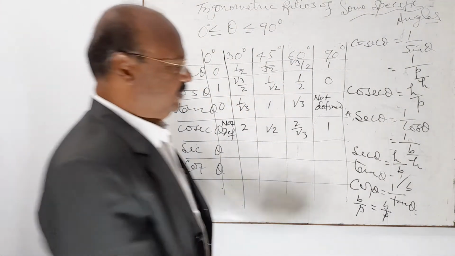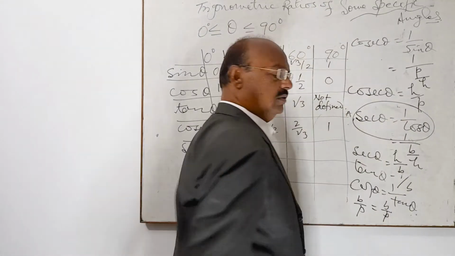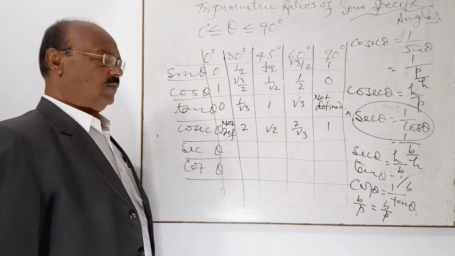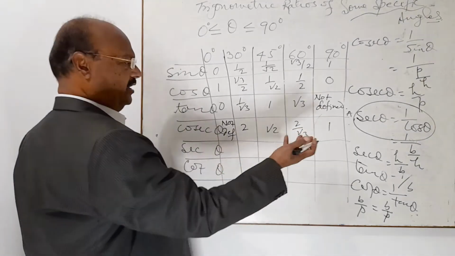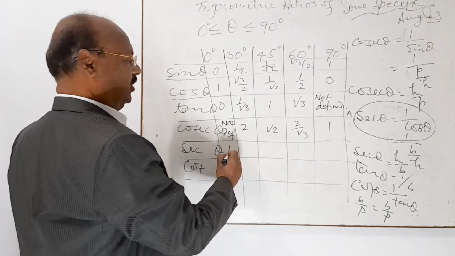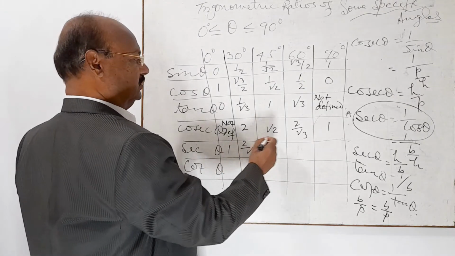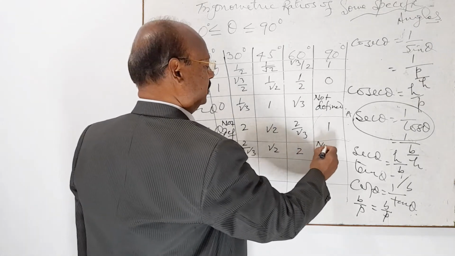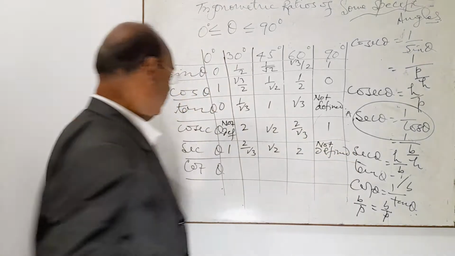So either you can use this formula, sec theta is equal to 1 by cos theta, or for the sake of convenience, just start writing from this side. You will get the same value. So you can write here 1, this is 2 by root 3, and this is root 2. Here 2, and this is not defined. Very simple to remember it.